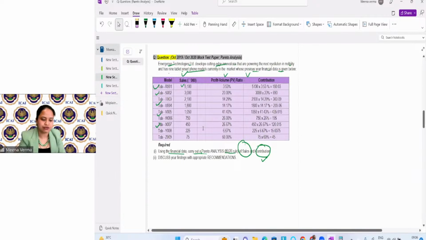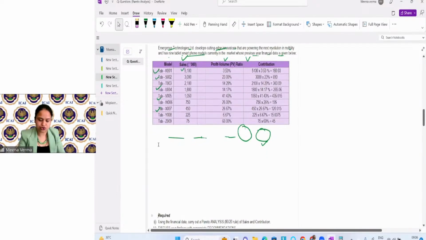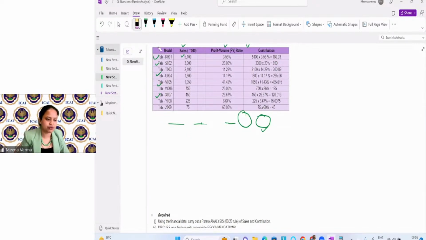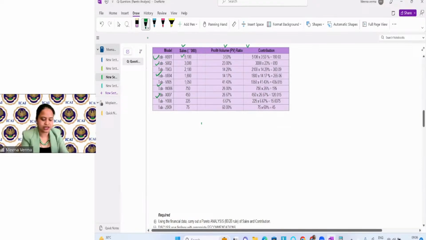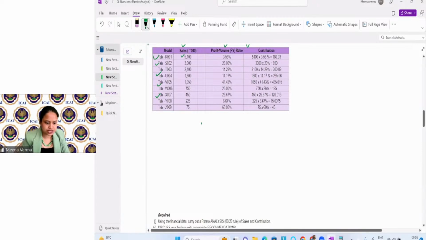Now what we have to do, we have to do this Pareto analysis or 80-20 rule. We have to apply it on both sale as well as on contribution. So what will happen here, we have to prepare 2 different tables, right? We will prepare 2 different tables for them. One table is for sale because we want to find it for the sale, and the other table will be for the contribution because we want to apply it for the contribution also. So on one side, we will consider the sale, and on the other side, we will consider the contribution. We will consider both.